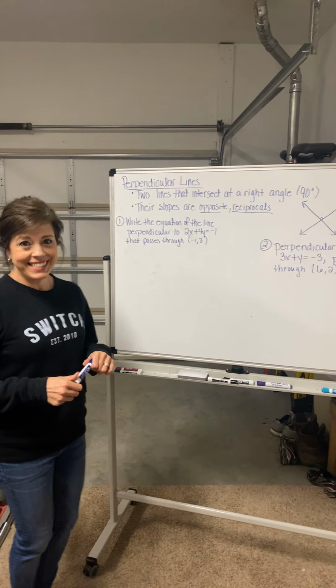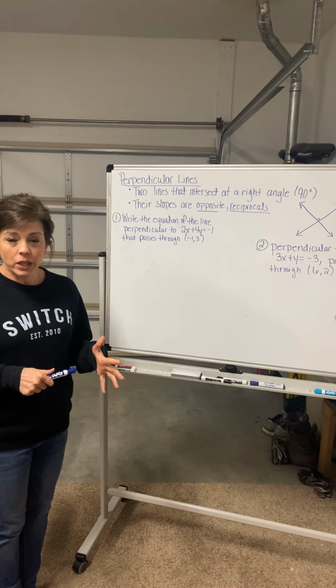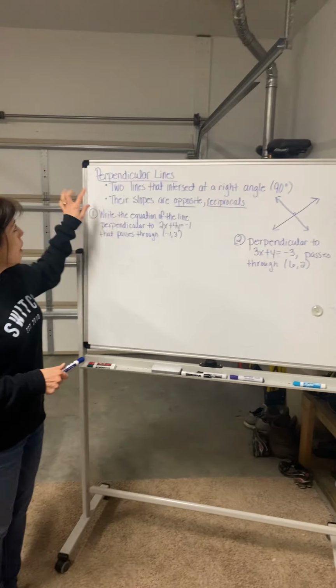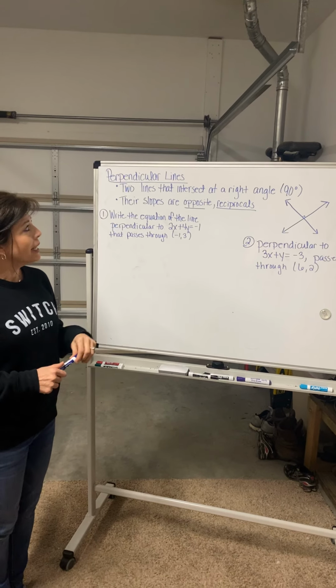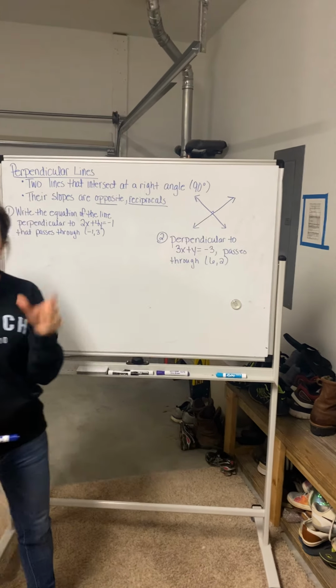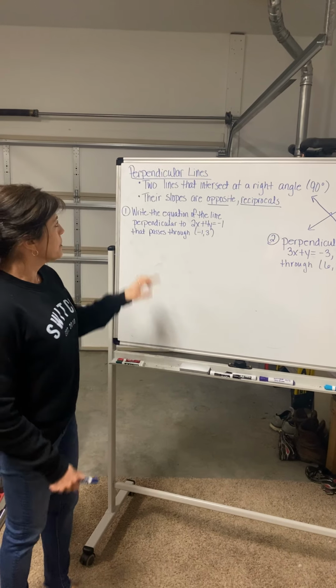Today we are going to be working on perpendicular lines, and it's really similar to parallel lines. The last lesson that we did, there's only one exception. Perpendicular lines are two lines that intersect at a right angle. So a situation like this. Here is the trick about perpendicular lines.